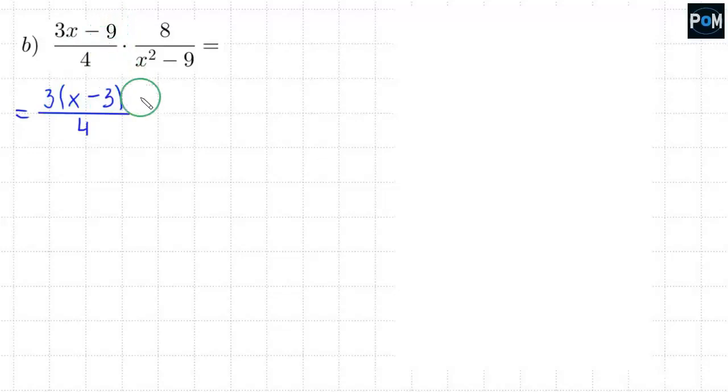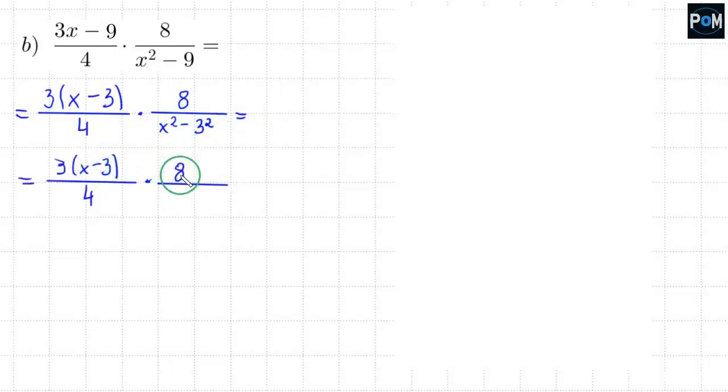because 3 times 3 equals 9. The second fraction, on top 8 does not change, and at the bottom, x squared minus 9 is x squared minus 3 squared. Here instead of this difference of squares, I will write x minus 3, which is what was here but without the squares, and in the second bracket, x plus 3.